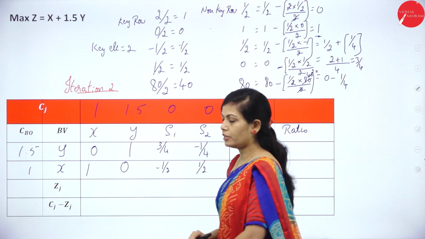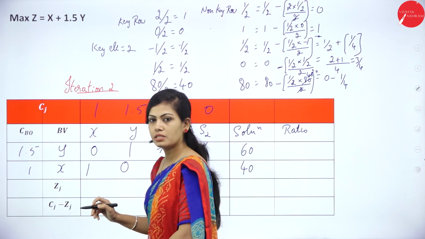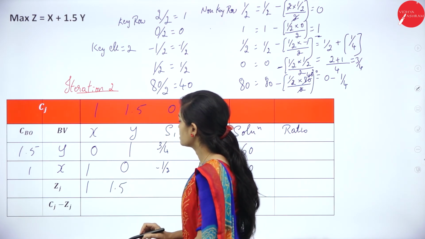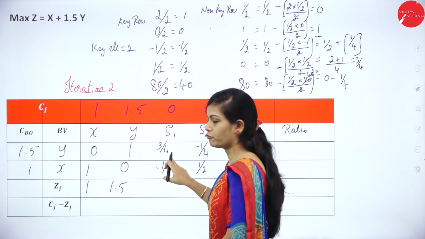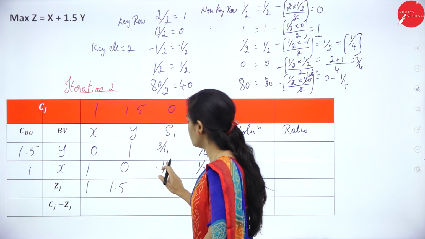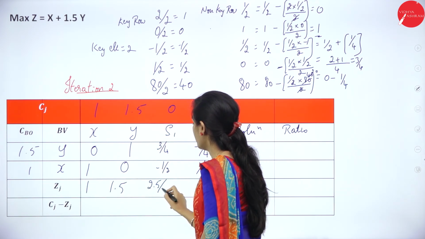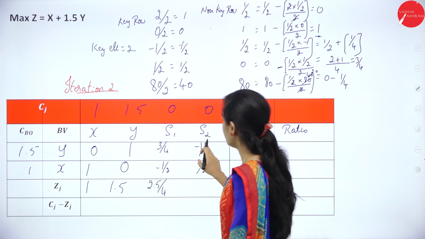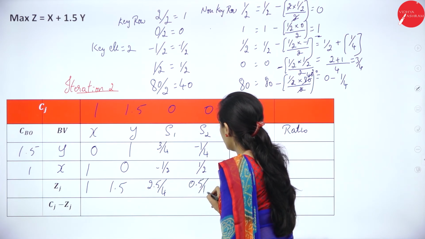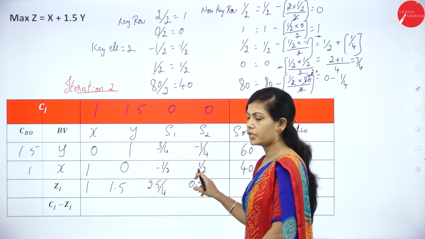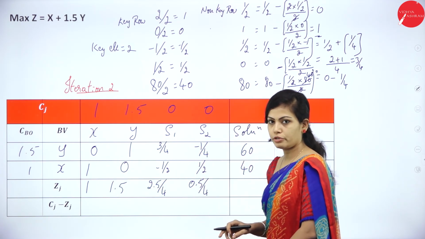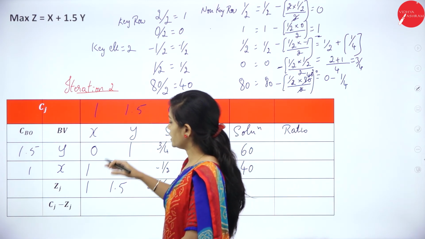Now find the value of Zj. 1.5 into 0 is 0. 1 into 1 is 1. And 1.5 into 1 is 1.5 plus 0. Next 1.5 into 3 by 4 plus 1 into minus 1 by 2, you will get 2.5 by 4. And 1.5 into minus 1 by 4 plus 1 into 1 by 2, take the LCM, you will get 0.5 by 4. Now you can find the Cj minus Zj.